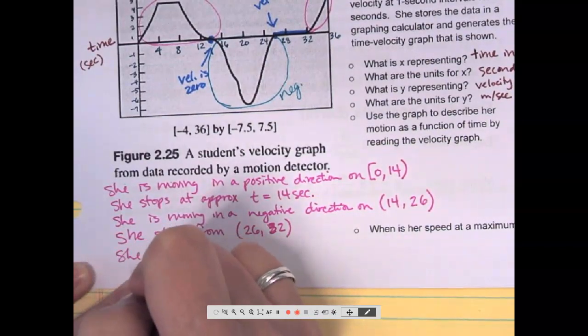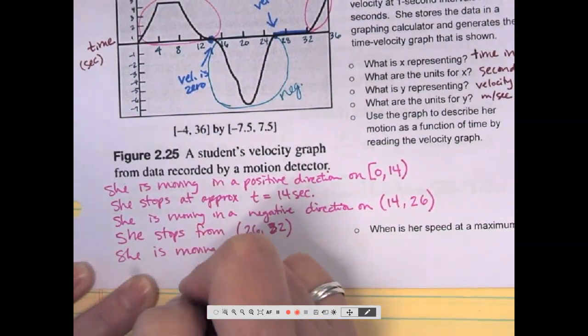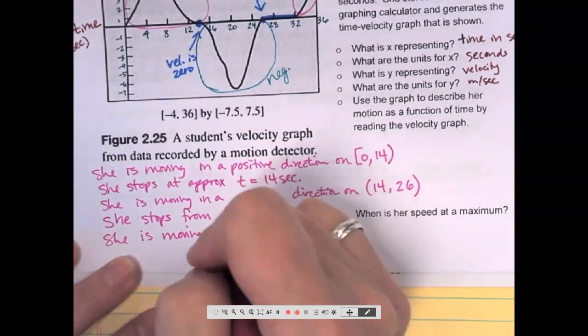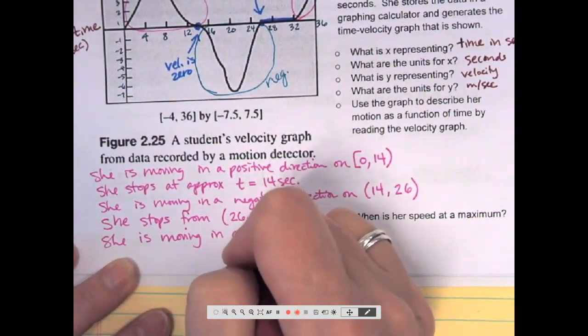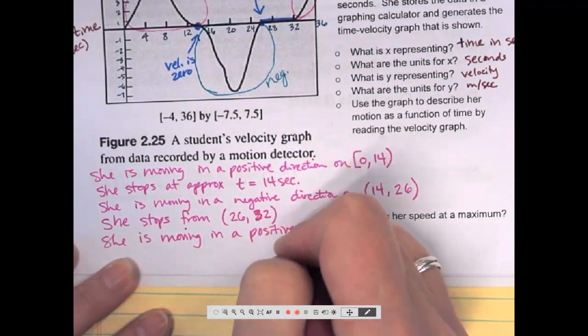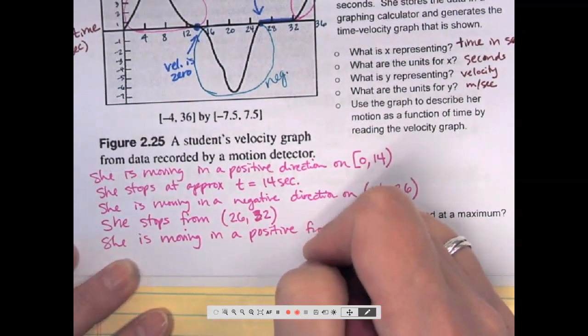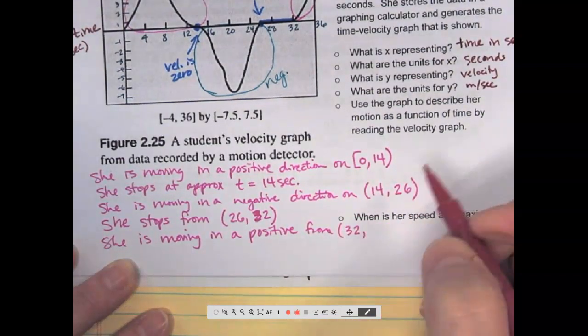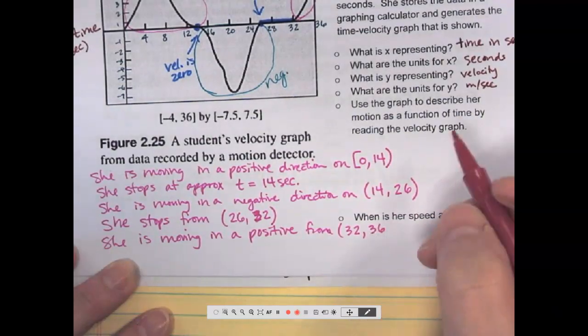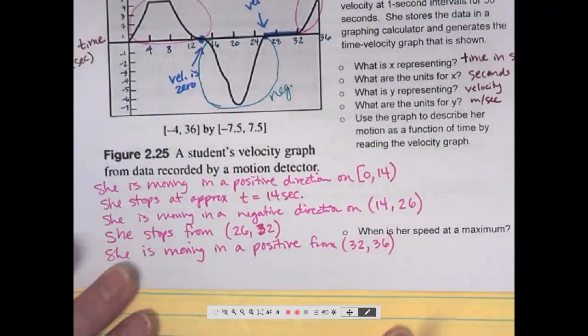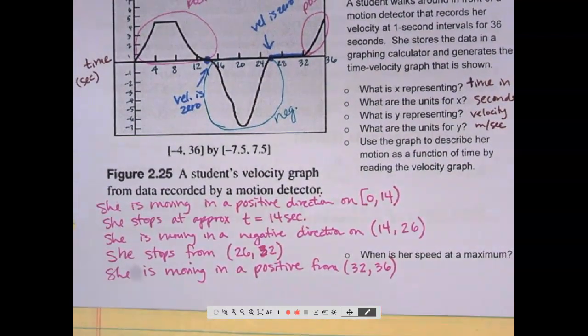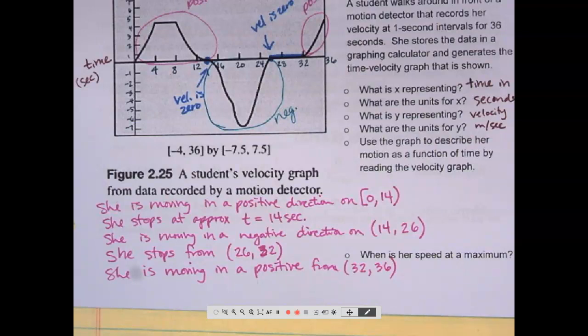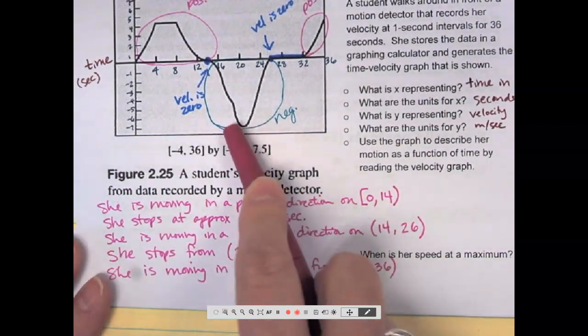So what caused that little turn? Okay, hang on. Let me write this down and then I will answer your question. She is moving in a positive direction again from 32 to 36. And I'm just going to use parentheses because I don't know. If she stopped, it would have to come back down to the x-axis, right? Mm-hmm. Okay, so Bronwyn, question. That little turn in the negative portion. Here? Yeah. Okay, so what is she doing there?